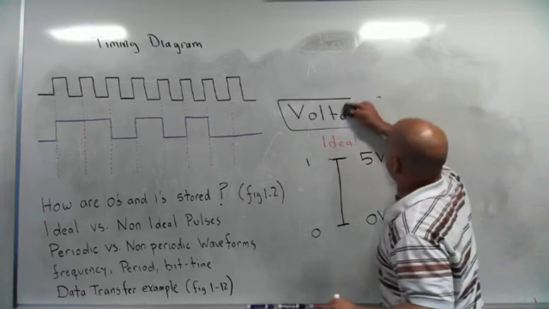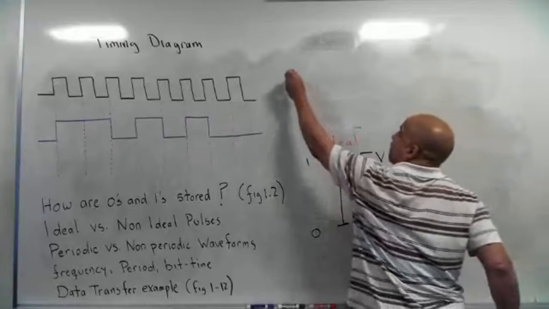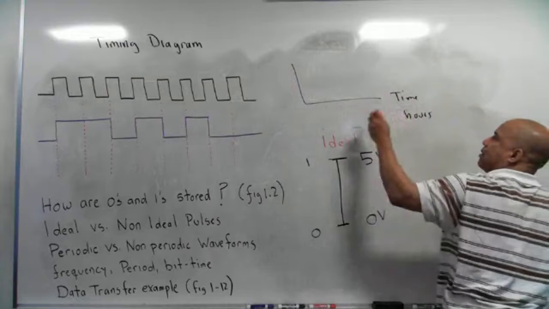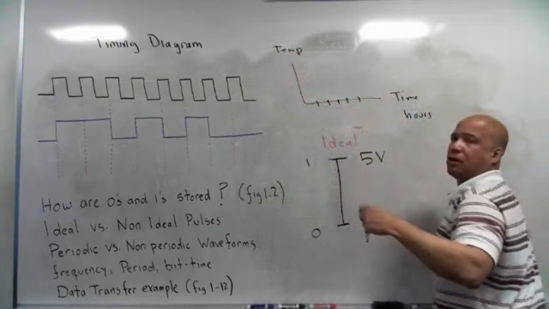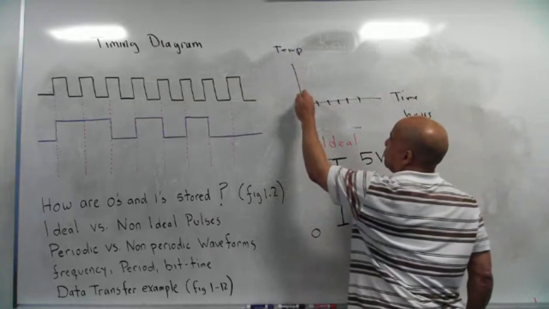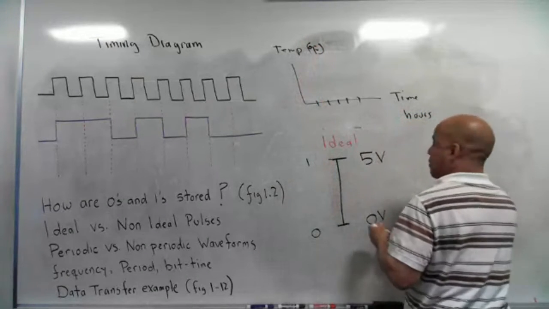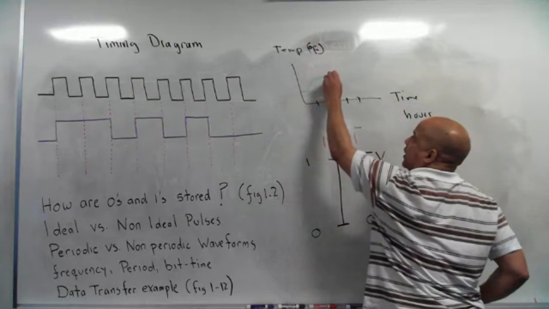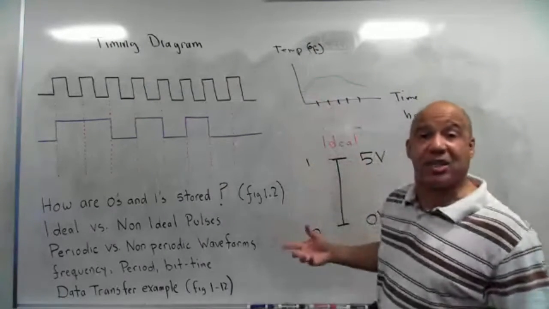Remember the graph that we talked about in the last class? I had time over here, I believe in hours, and this was temperature, in degrees Fahrenheit. You're going to record the temperature maybe every hour. The temperature might start out down here, and as time goes on, it goes up, maybe stays up, and then drops off like that. So here's an analog quantity that we want to digitize.